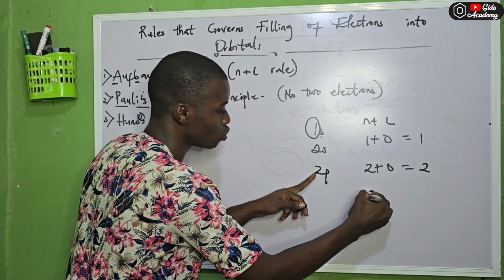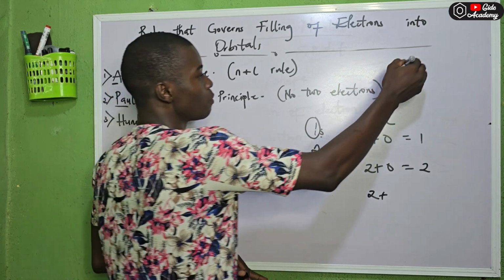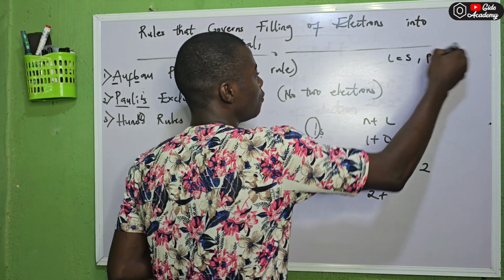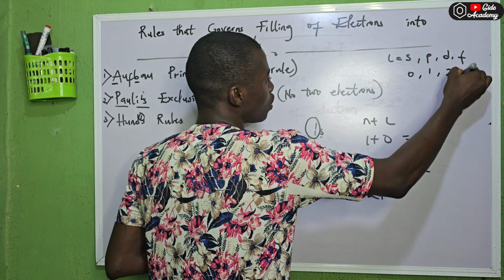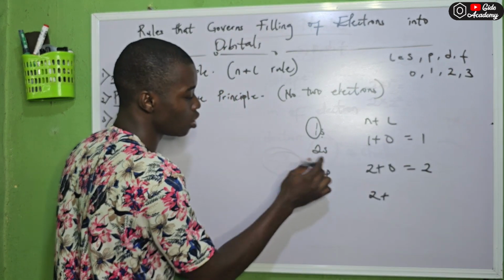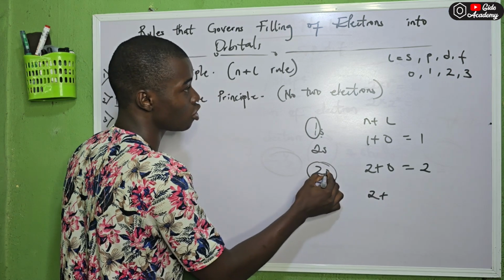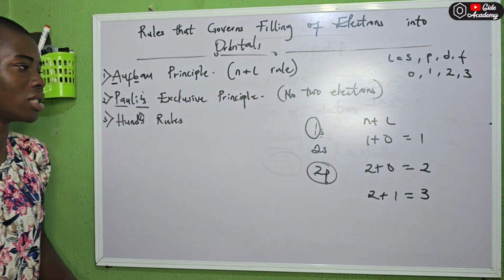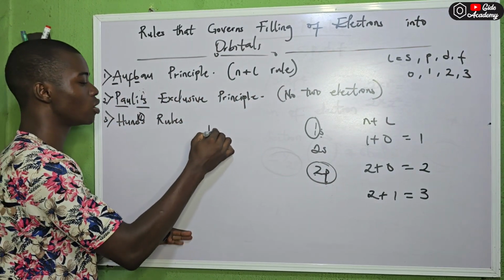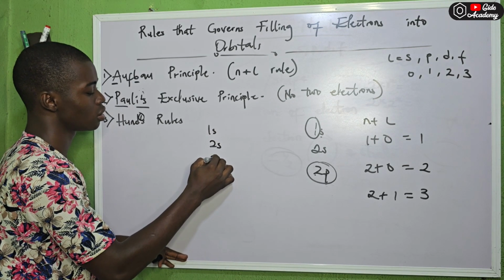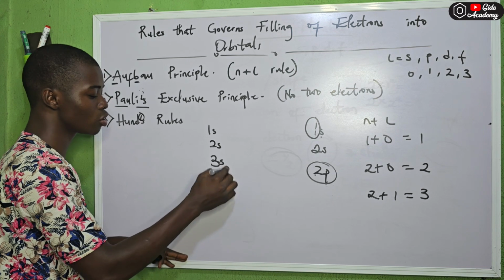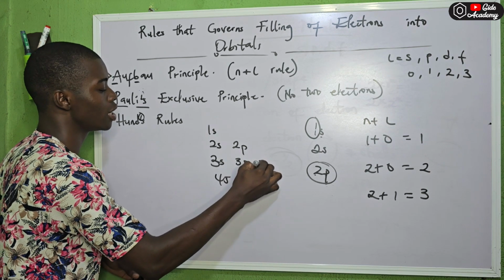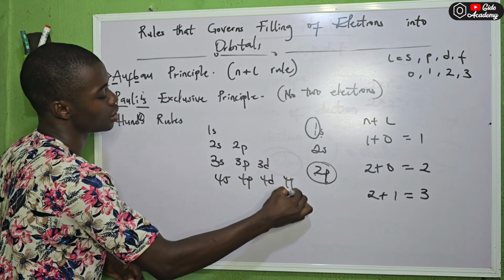So what about if you have 2p? For 2p, here will be 2 plus what is the value of p? Please, in case you are confused, the l values of s, p, d, and f: here is 0, here is 1, here is 2, and here is 3. So what is the value of n for 2p now? 2. What about the value of p? P is 1. 2 plus 1 will give us 3. So that's for that. But in most cases, we always work with 1s, 2s, 3s. Let me stop at 4s. Here will be 2p, 3p, here is 4p, here is 3d, here is 4d, and here is 4f.